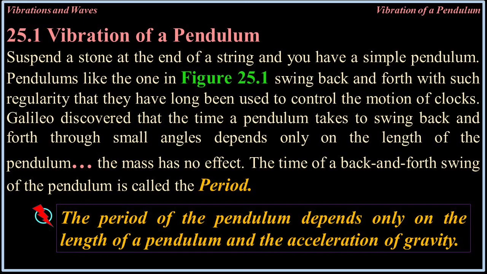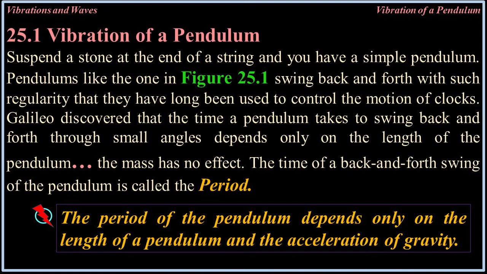25.1. Vibrations of a pendulum. Suspend a stone at the end of a string and you have a simple pendulum. Pendulums like the one in figure 25.1 swing back and forth with such regularity that they have long been used to control the motion of clocks. Galileo discovered that the time a pendulum takes to swing back and forth through small angles depends on the length of the pendulum. The mass has no effect.